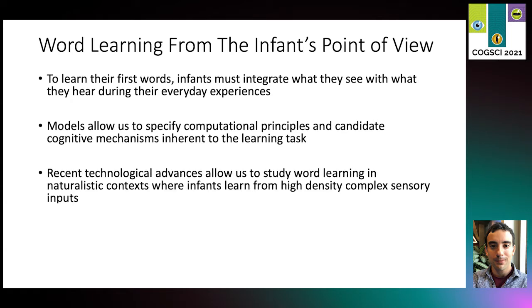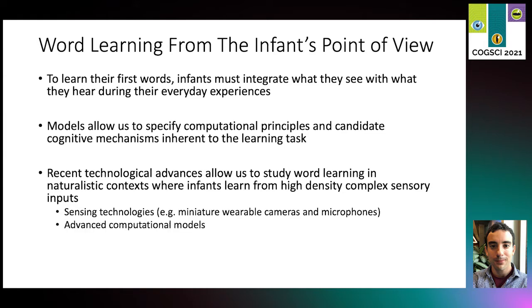However, with recent technological advances, we've gained the ability to model infant word learning in naturalistic contexts. It's here that young infants learn their first words using high-density samples of complex sensory inputs. These advances include new sensing technologies that allow us to record infants' first-person experiences, including miniaturized GoPro-like cameras and microphones that infants can wear, as well as advanced computational models that are able to process and model the complex sensory inputs collected from these recording technologies.